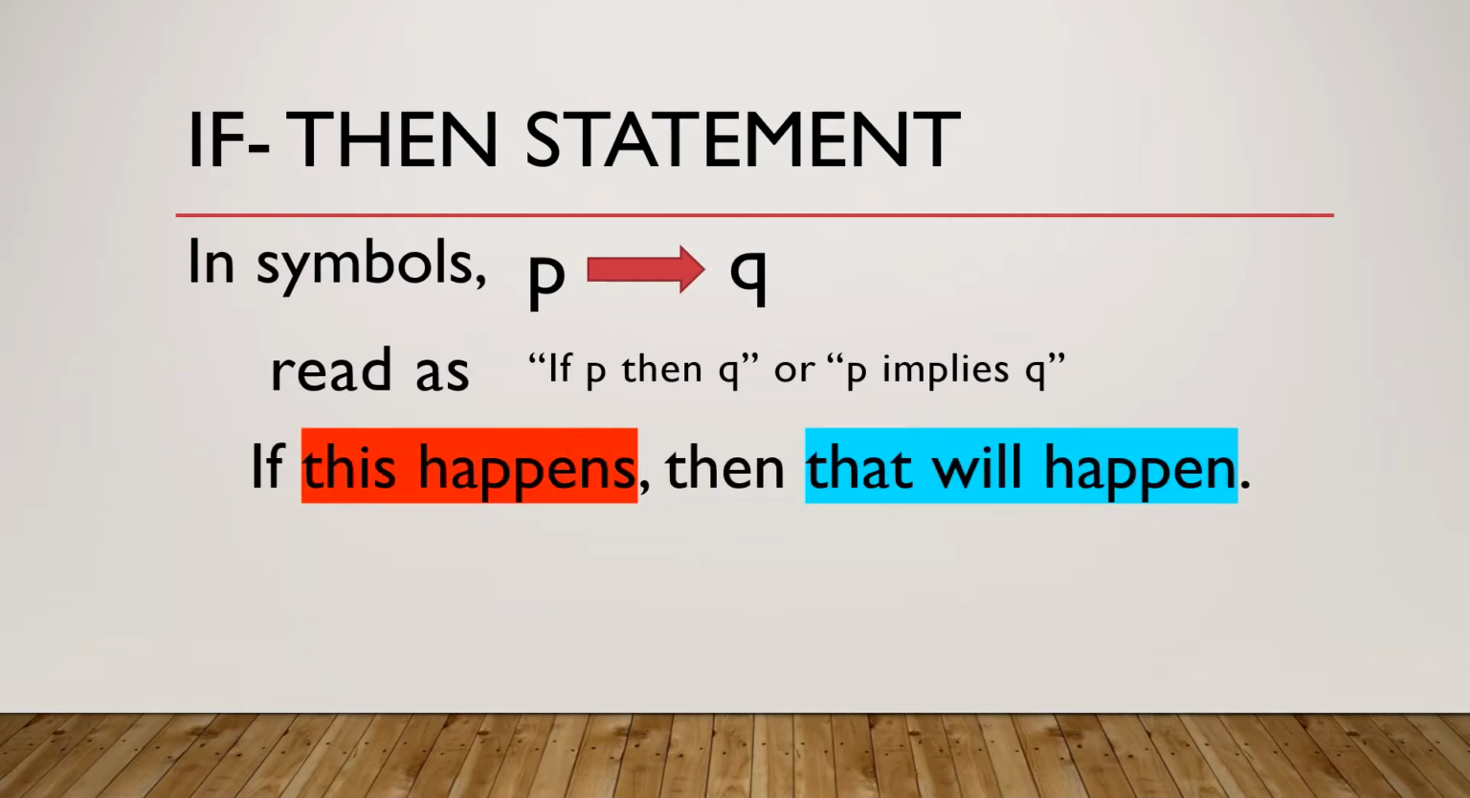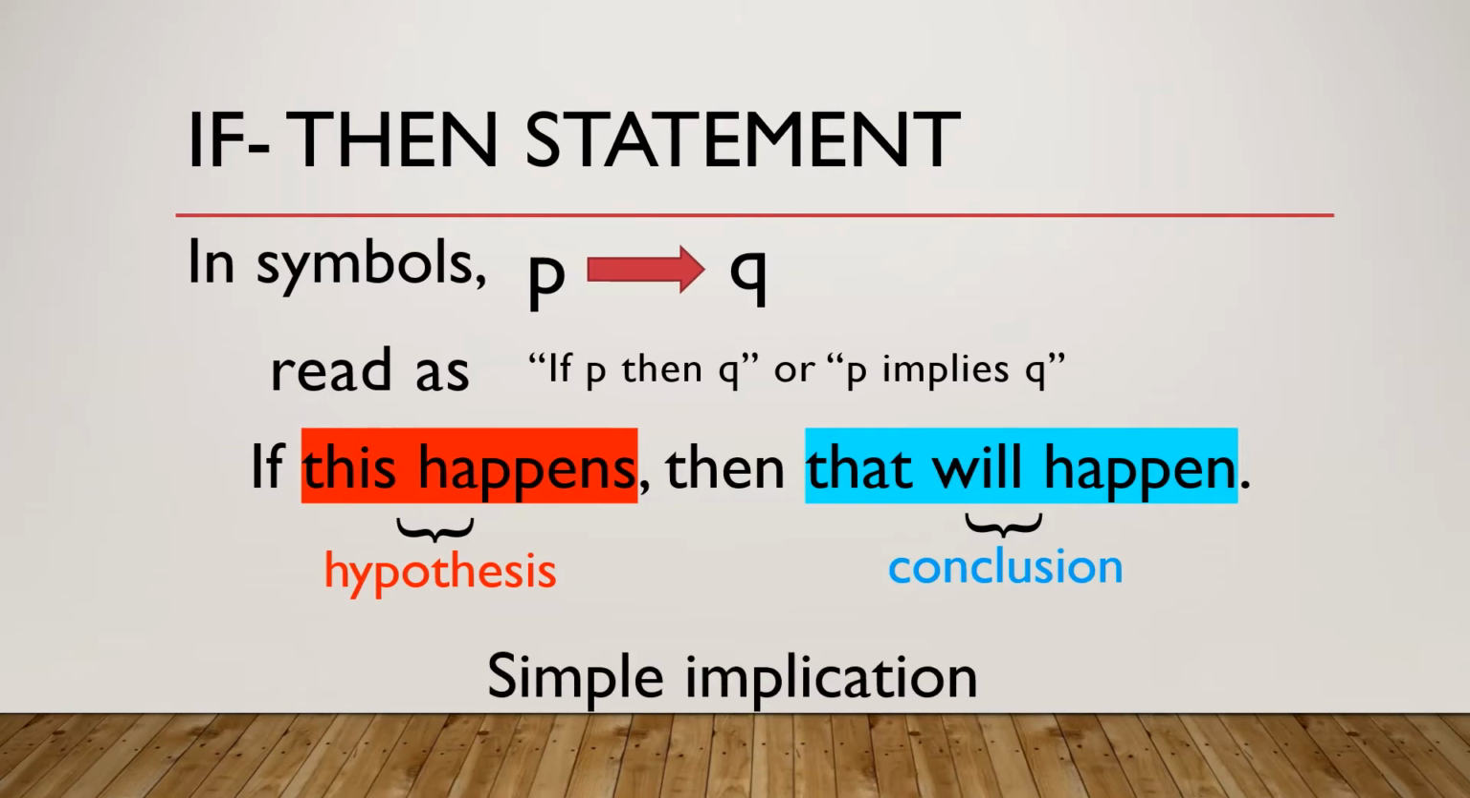Meaning, if this happens, then that will happen. Wherein this happens is the hypothesis, and that will happen is the conclusion. The simple flow of reasoning from the if clause to the then clause is called the simple implication.